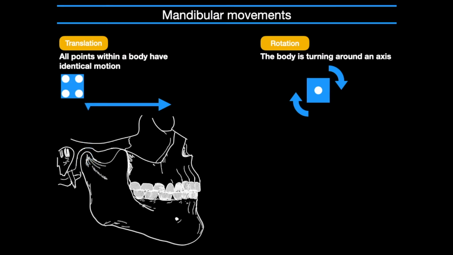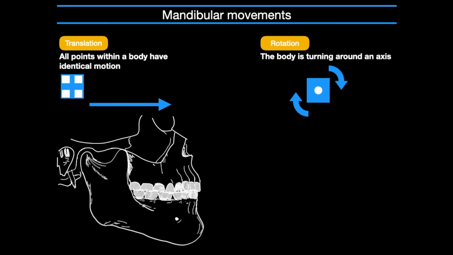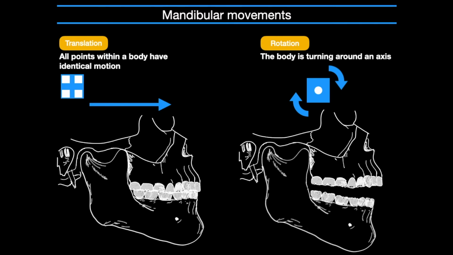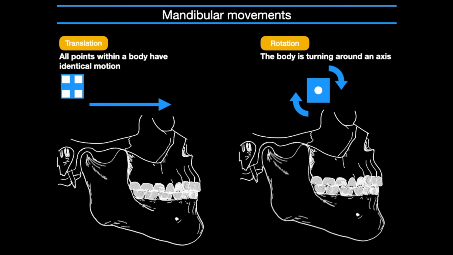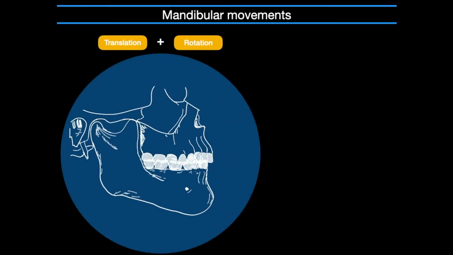The mandible is capable of pure translatory motion during protrusion and retrusion, as you can see on your left-hand side. The mandible moves following a pure rotary motion while opening and closing within the terminal hinge axis, as you can see on your right-hand side. Most of the time the mandible moves following both translatory and rotary motions at the same time, as we will be seeing while describing the mandibular movements in detail.